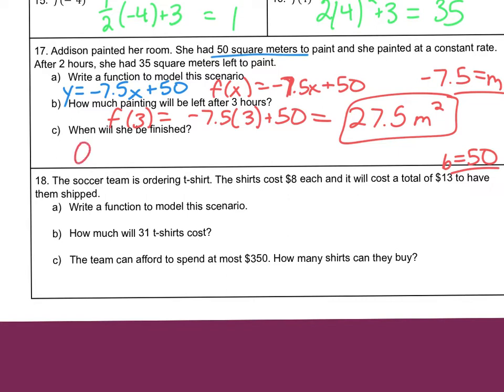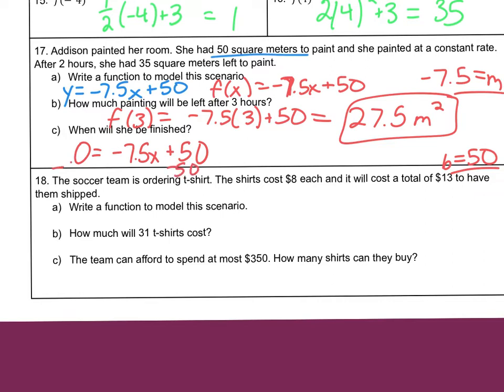So, if she's finished, won't that mean that she has 0 square meters left to paint? Right? That was a little tricky. If you try to plug in 50, you'll end up just canceling yourself out and getting 0, okay? But 0 hours left to paint, so that's what y is, right? Is how many hours we have, or what we have left here, or how many square meters we have left.